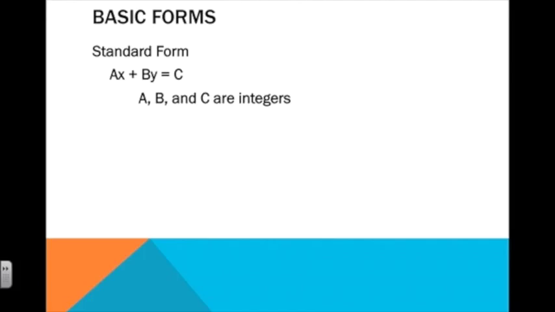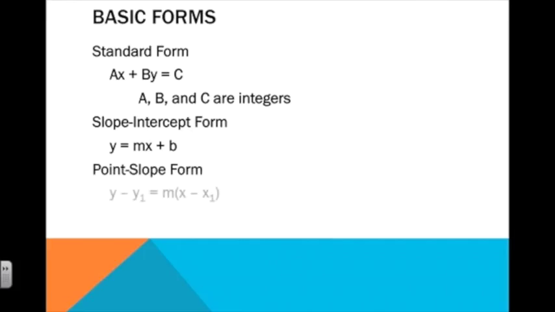Now the other two forms are slope-intercept form. This is the equation y equals mx plus b, and you should recognize m as slope. And then the last one is point-slope form. Now this one's a little bit different, but it's y minus y sub 1 equals m, again our slope, times the quantity x minus x sub 1.